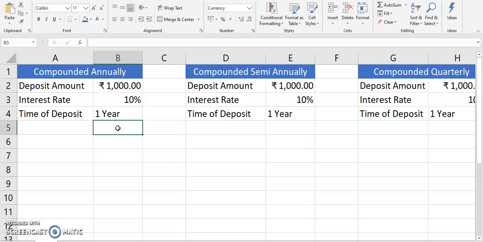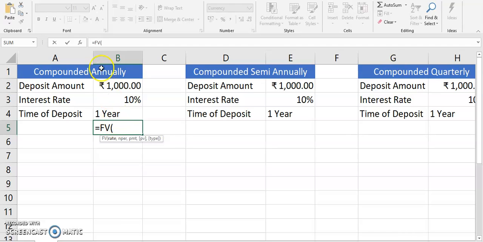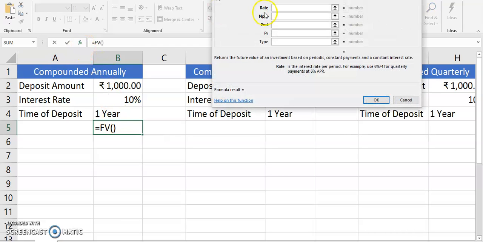We can calculate in Excel equals to FV, insert function, rate 10%. NPER is the total number of payment periods in the investment. In this case, investment period is of 1 year. Now PMT is the annuity payment, which is the fixed amount of money which is made at the end of each period.